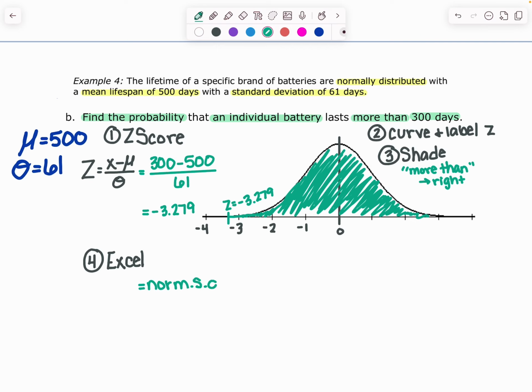I did norm.s.dist negative 3.279 comma true. That's what I did last time. And I got 0.000521. But that doesn't look like the answer I should have gotten. My answer should be close to 1, not 0.